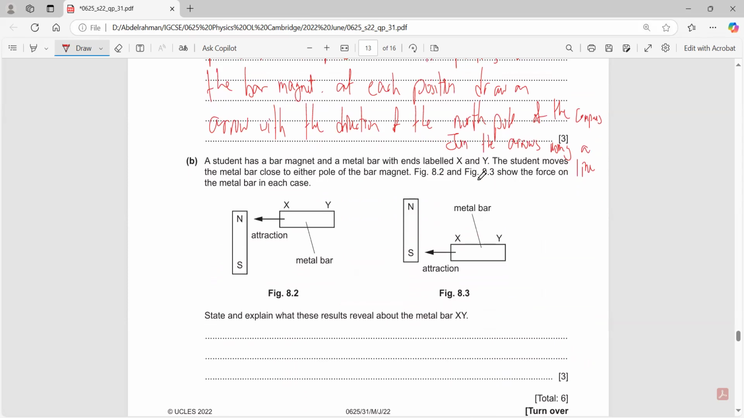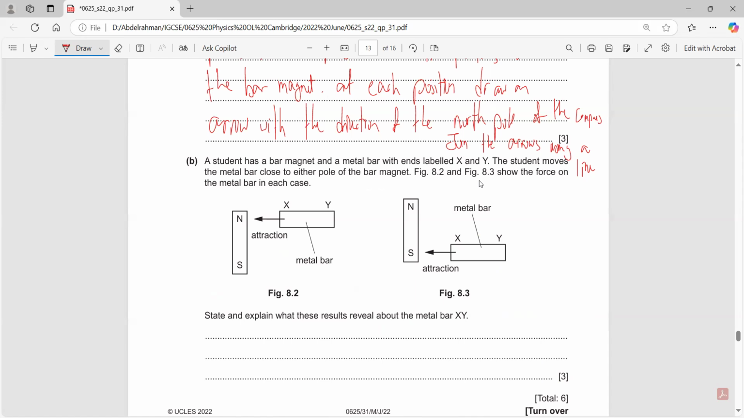A student has a bar magnet and a metal bar with ends labeled X and Y. State and explain what these results reveal about the metal bar XY. X is attracted to the North Pole and it is also attracted to the South Pole. Is this a magnet? Could this be a magnet?